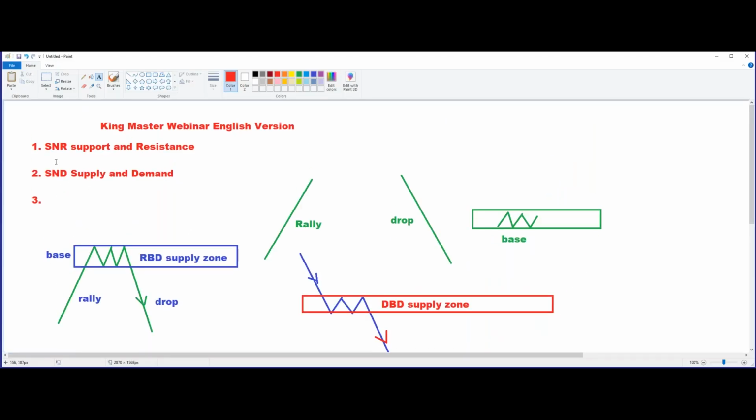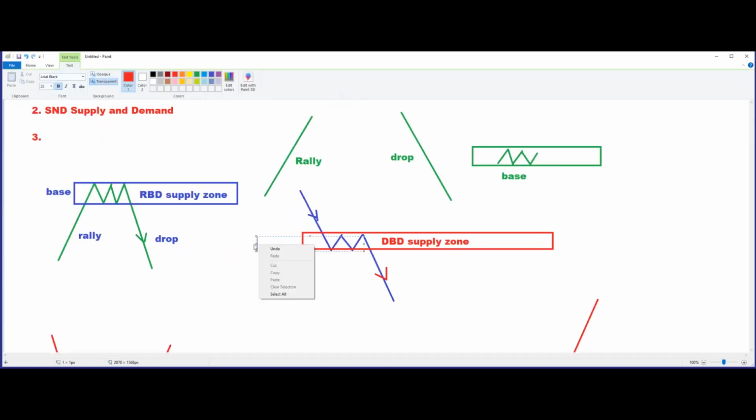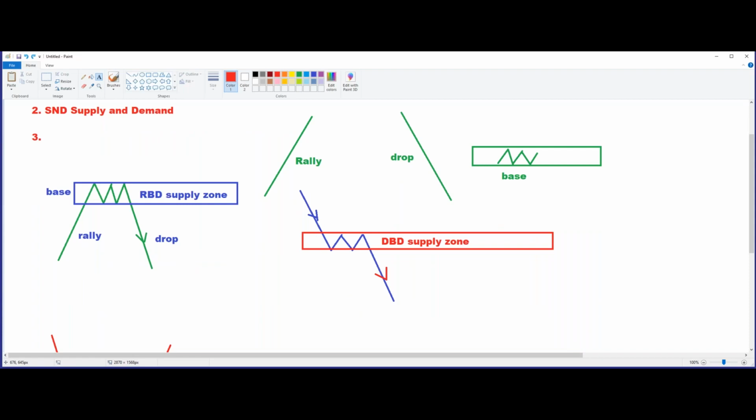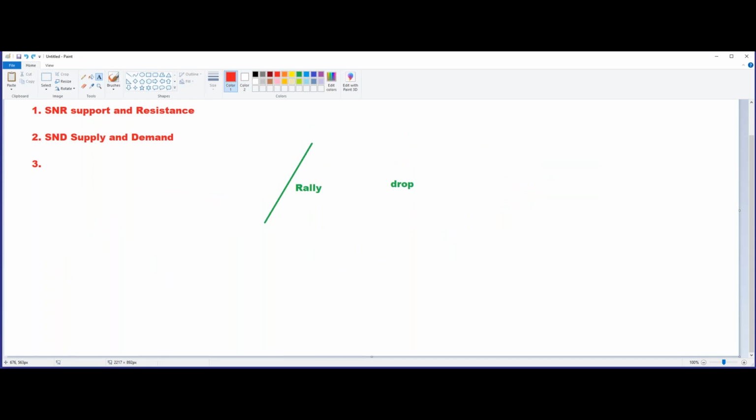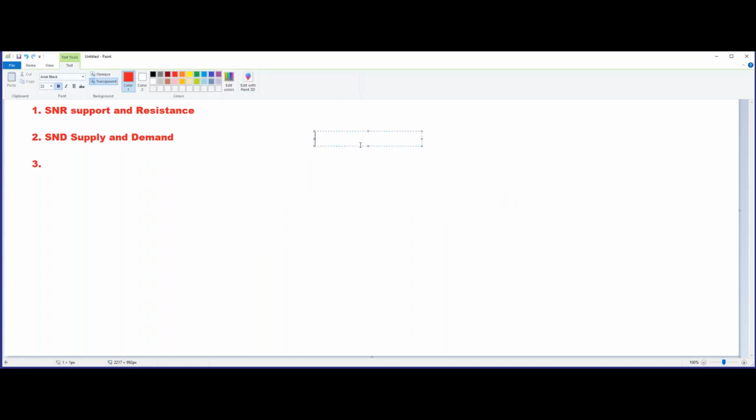Okay, now we already cover support and resistance. We already identify supply and demand. What we are looking for to do the entry or the execution is a key level. We are always looking for a key level. What is a key level? Key level is SSR plus SND.